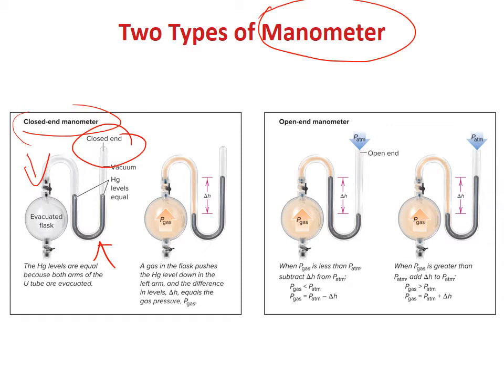When the flask is evacuated, the mercury levels in the two arms are the same because no gas exerts pressure on either mercury surface. When a gas is in the flask, it pushes down the mercury level in the left arm, causing the level to rise in the right arm. The difference in column heights, delta H, equals the gas pressure.